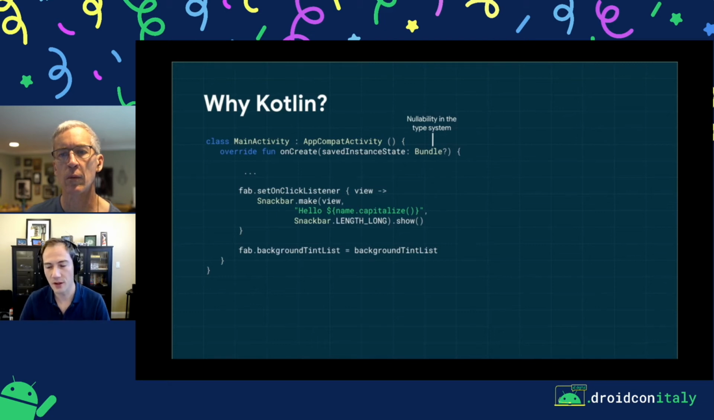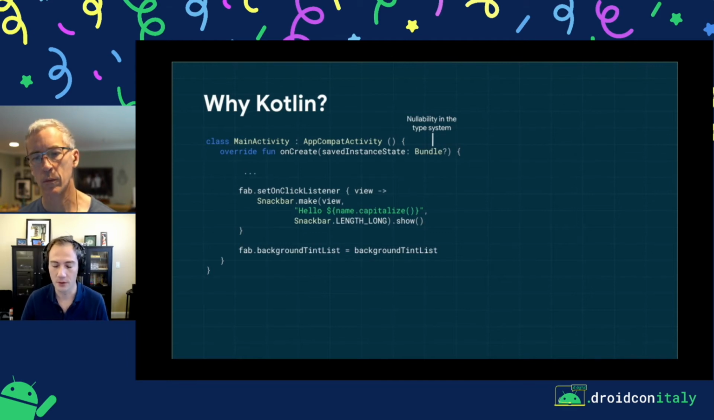We're adding support in the platform to help Kotlin developers in that space. But it's great because if you have a non-null type and you try to assign null, the compiler will yell at you and you will avoid a null pointer exception at runtime in your code.